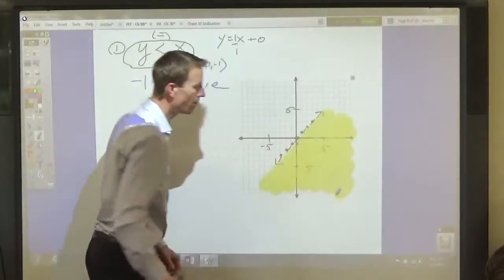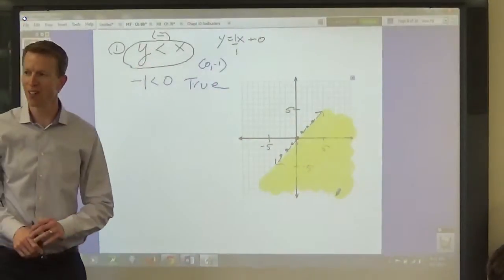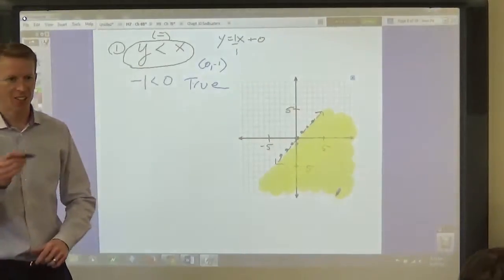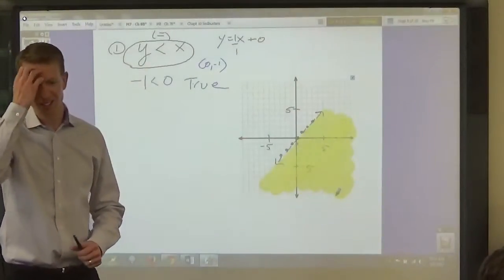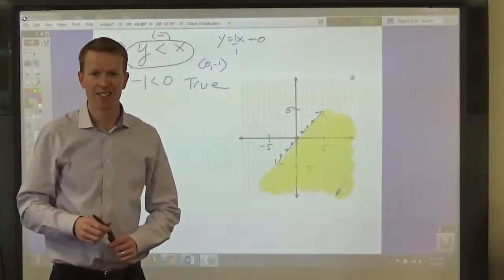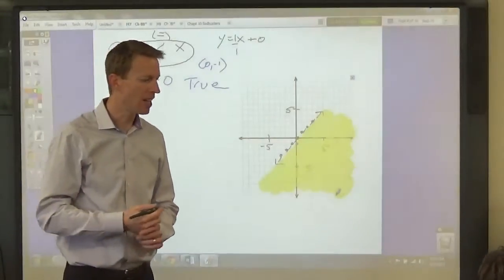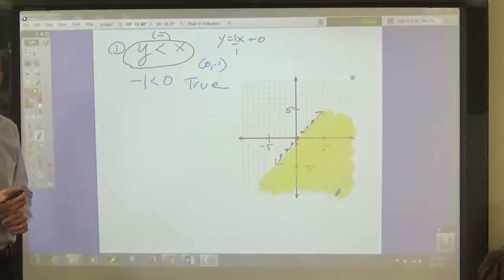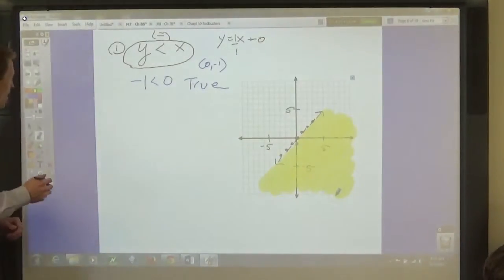And those of you that love to color, this is your favorite math lesson of the year. Alright? You can color with your colored pencils. Okay? I know some of you love to use highlighters. Alright? Yep. Let's do the next one.